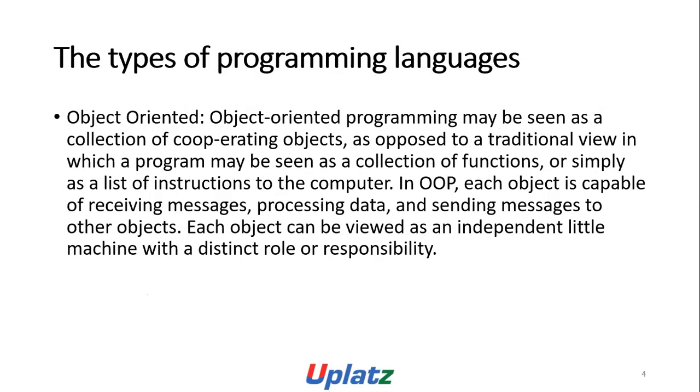Object-oriented programming may be seen as a collection of cooperative objects, as opposed to a traditional view in which a program may be seen as a collection of functions or simply as a list of instructions to the computer. In object-oriented programming, each object is capable of receiving messages, processing data, and sending messages to other objects. Each object can be viewed as an independent little machine with a distinct role or responsibility.